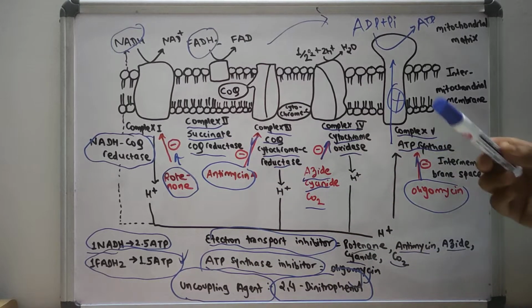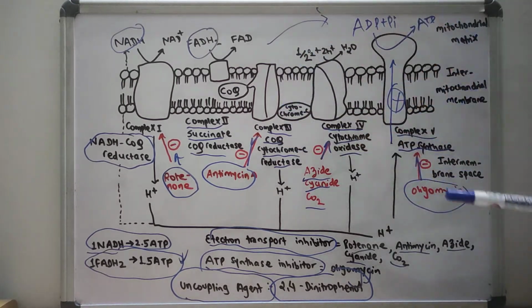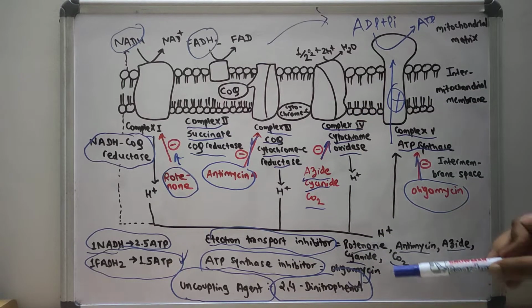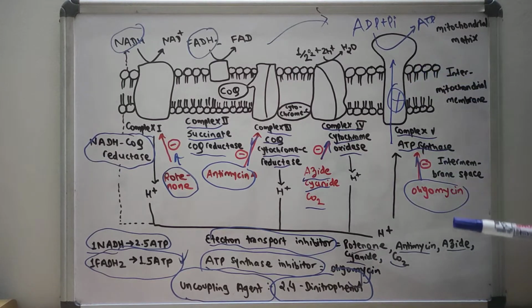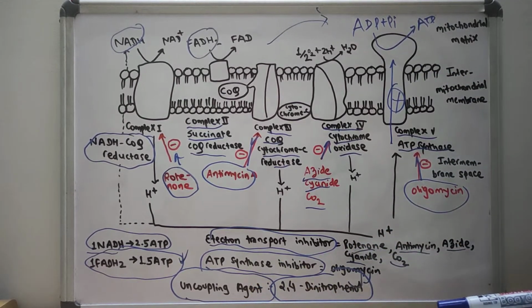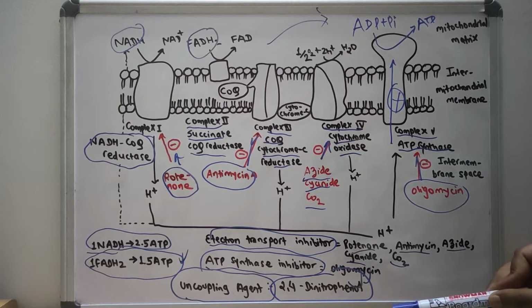And we also talked about the electron transport inhibitors. Rotenone inhibits complex 1. Antimycin inhibits complex 3. Azide, cyanide and carbon monoxide inhibit complex 4. And we also talked about the ATP synthase inhibitor oligomycin, which inhibits complex 5, the ATP synthase. And we also discussed the uncoupling agent 2,4 dinitrophenol, and aspirin overdose also acts as an uncoupling agent.